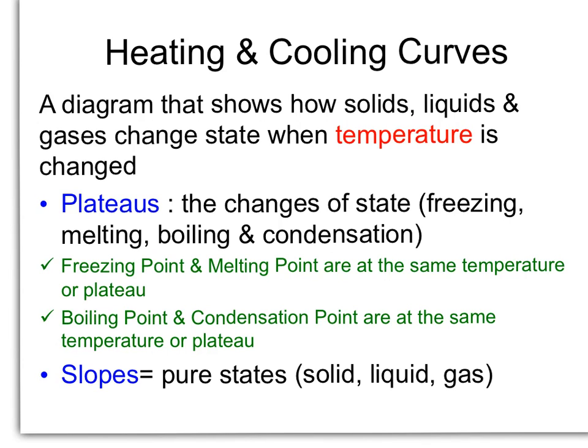So the heating and cooling curves are diagrams that show how solids, liquids, and gases can change state when only temperature is changed. There's two really important sections on this curve that you need to be familiar with. The plateaus, which are the flattened regions. Those will represent the changes of state, such as freezing, melting, boiling, and condensation. And then the slopes, which will be the diagonal lines, which will represent the pure states of solid, liquid, and gas. Don't forget that the freezing point and the melting point are at the same temperature or plateau, and that boiling point and condensation point are also at the same temperature or plateau.